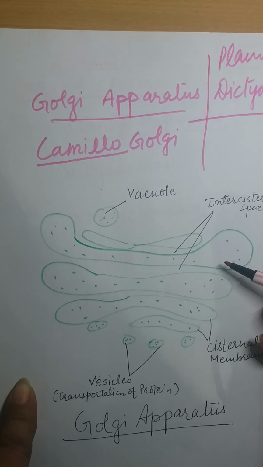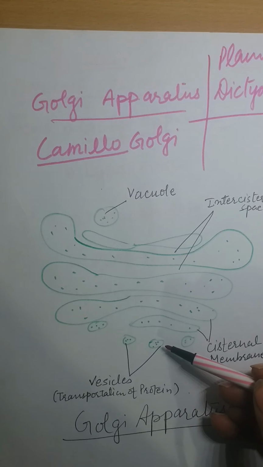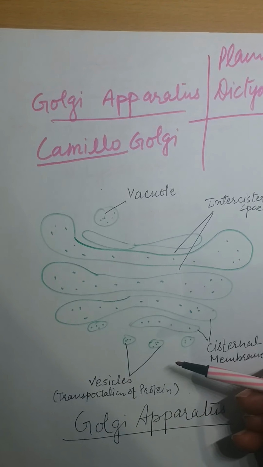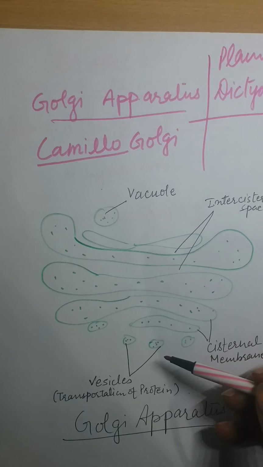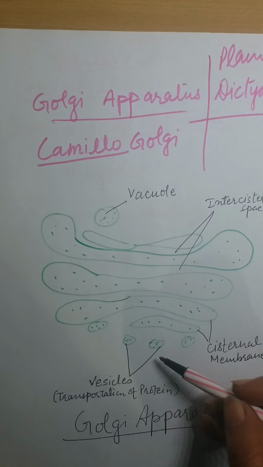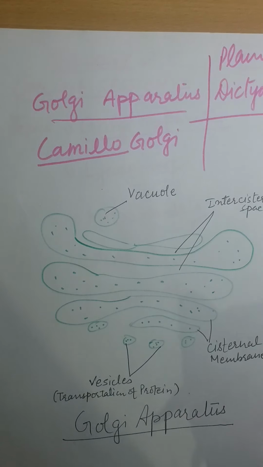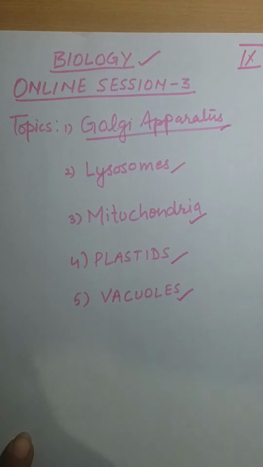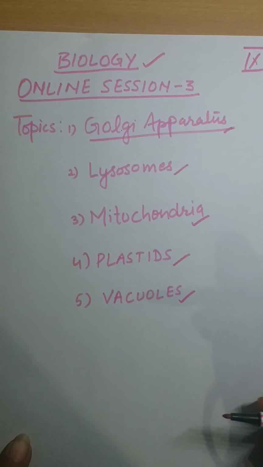Okay, so as I told you, modified proteins are sent to various targets within or outside the cell. When they reside within the cell, these vesicles work as lysosomes, another cell organelle. So now it comes to the next cell organelle, that is the lysosomes.